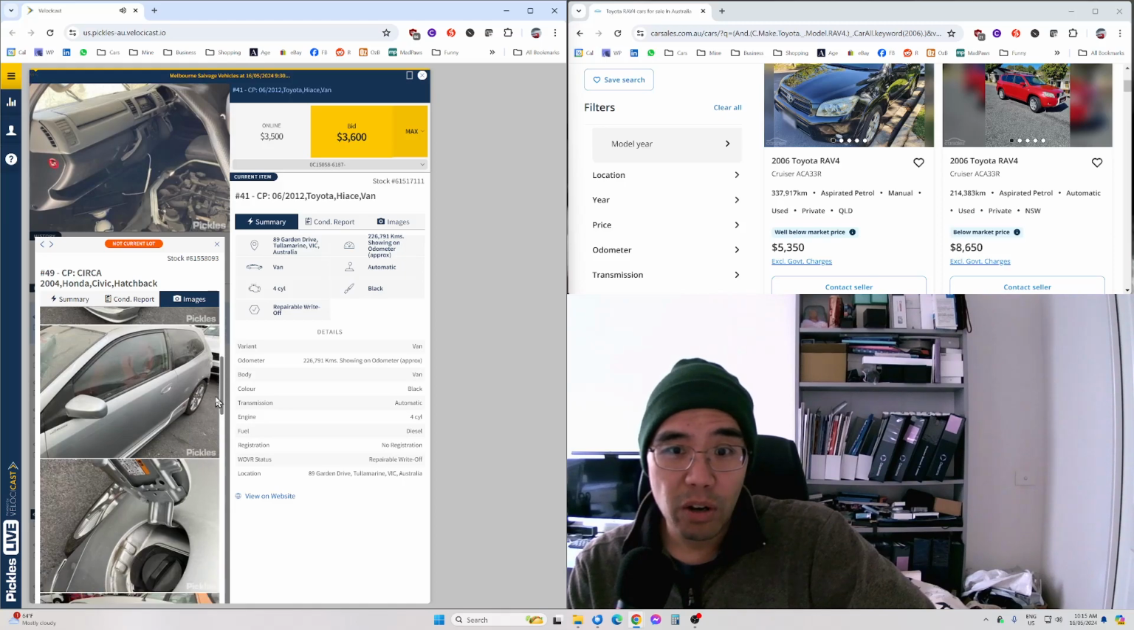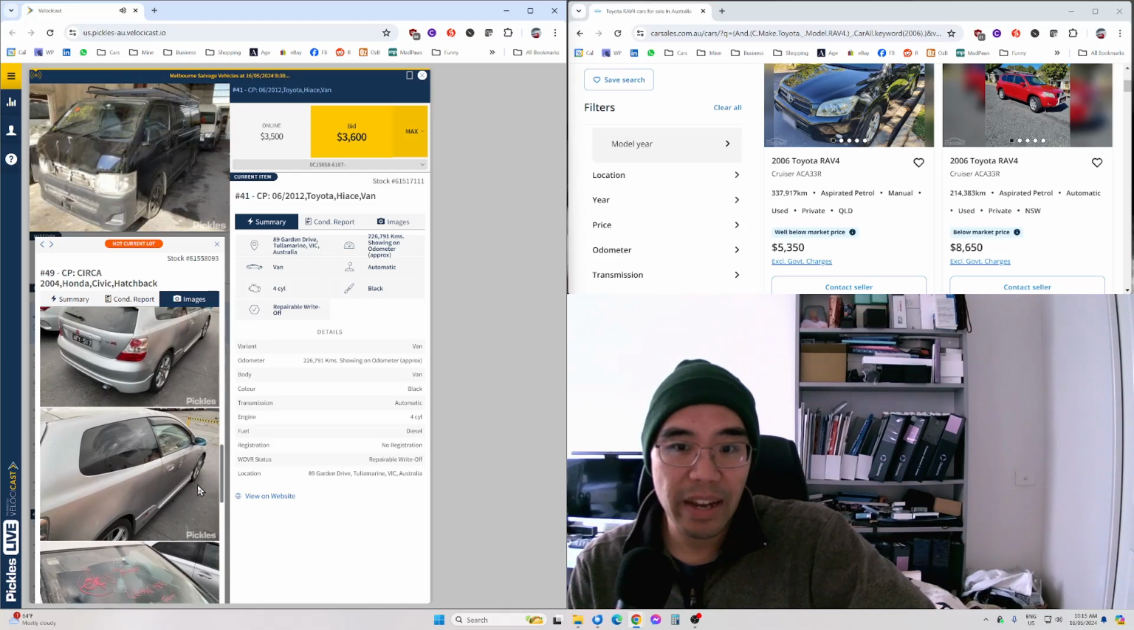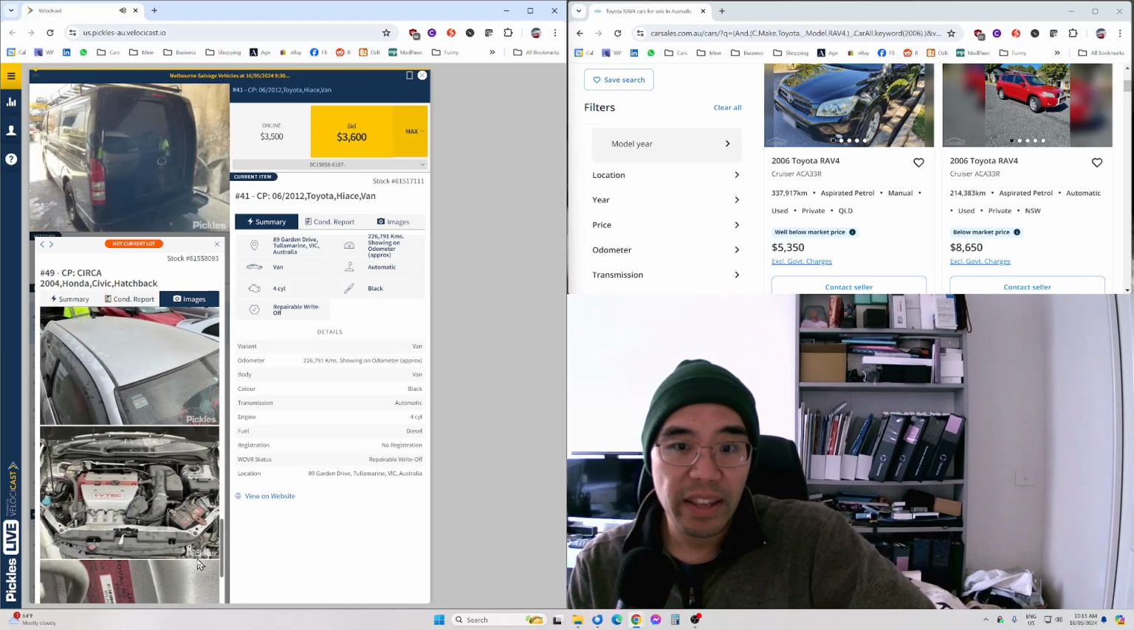Looking at the side here, no damage along the side. Fuel cap. Yeah, it's got a fuel cap. That's great. Dusty again at the back there. Looking at the engine bay.